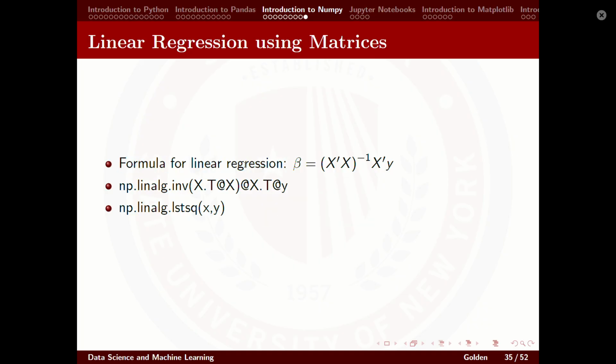So the formula for linear regression is the matrix of betas equals (X prime X) to the negative 1 times X prime Y. And you can do this through np.linalg.inv of X.T @ X, then @ X.T @ Y. And you can also do np.linalg.lstsq of X, Y. So that's NumPy.